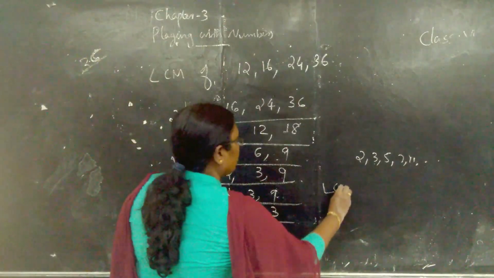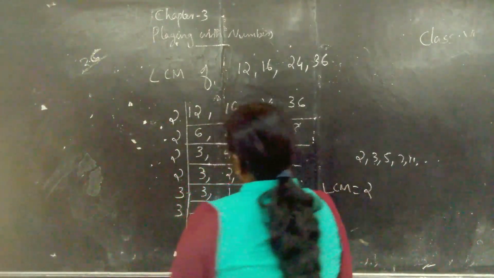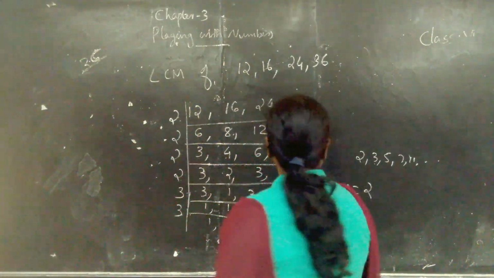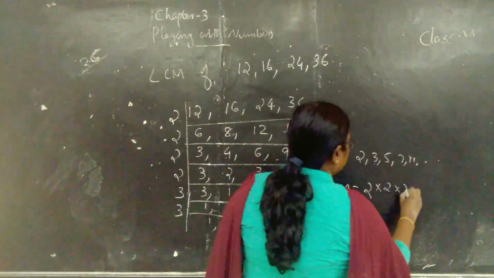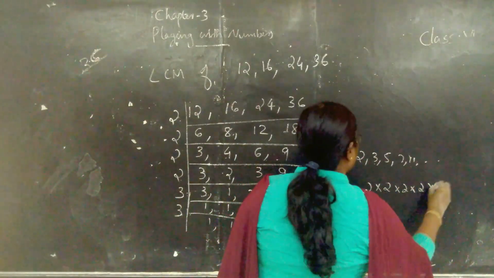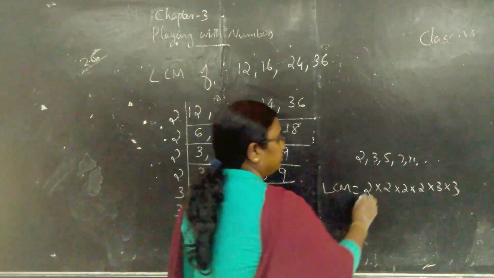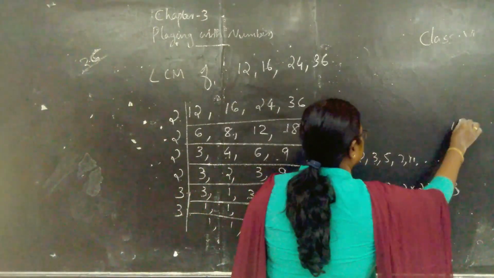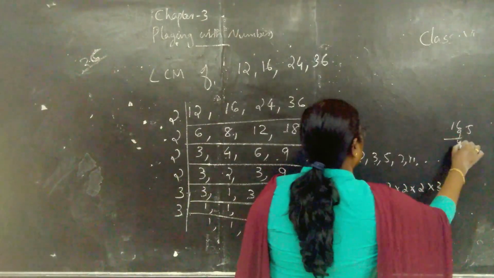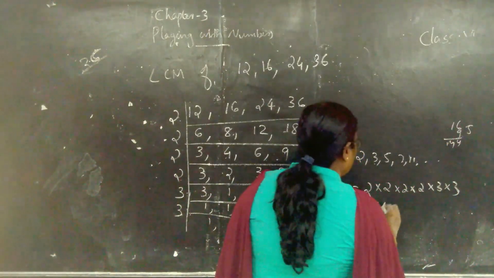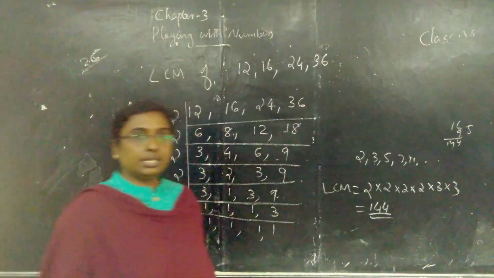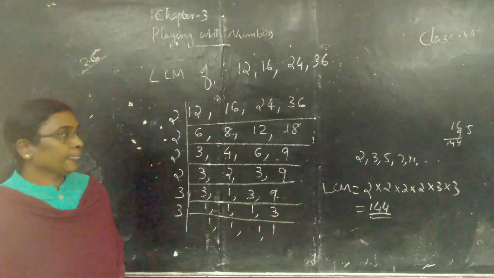Therefore, LCM equals, how many times does 2 occur? 1, 2, 3, 4. 2 into 2 into 2 into 2 into 3 into 3. This is the LCM of these numbers: 144. 144 is the LCM.